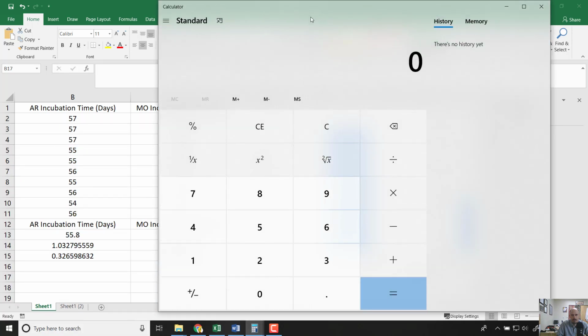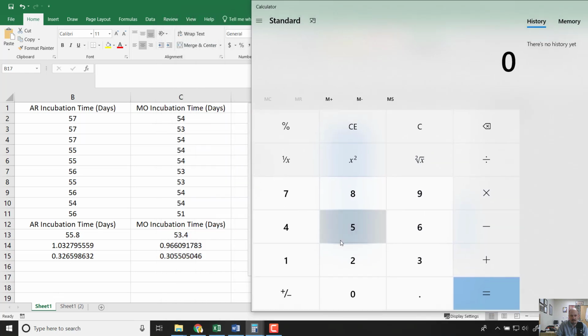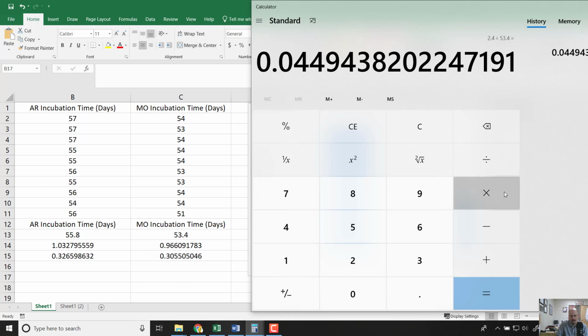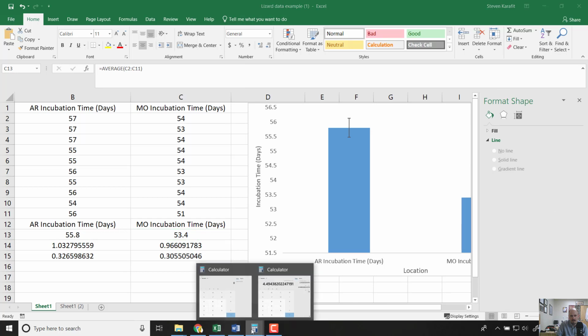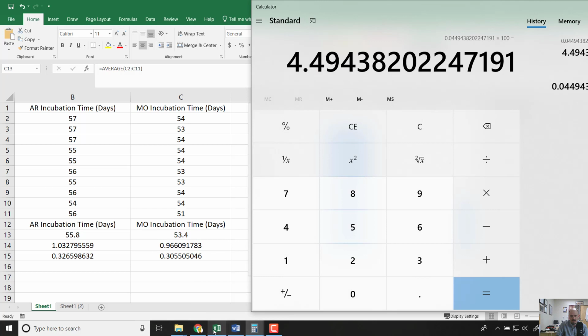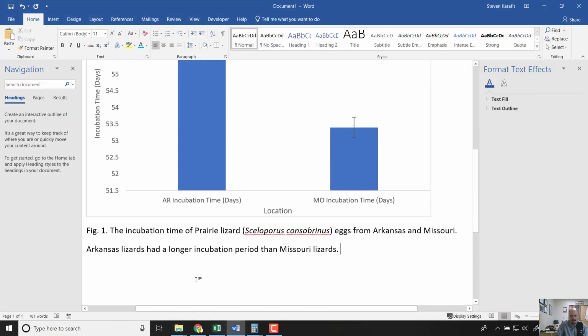Okay, so the way to find the difference between the two numbers is, if I want to see how much more one is than the other, I take the greater number, 55.8, minus the lesser number, 53.4, divided by the lesser number. Now I multiply that by 100 to turn it into a percent. So what I did is I took Arkansas's value, 55.8, minus Missouri's, divided by Missouri's, times 100, and I get 4.5 essentially. I'm just going to round it to 4.5 for my caption.